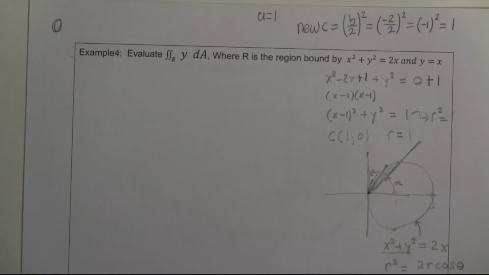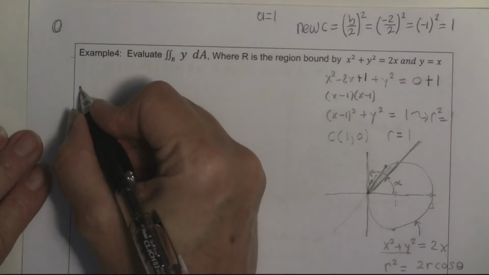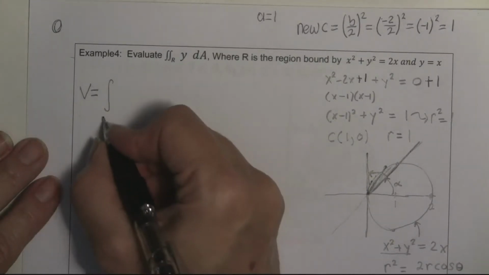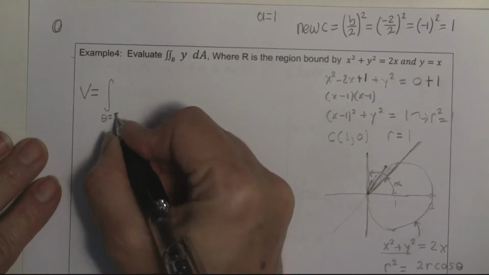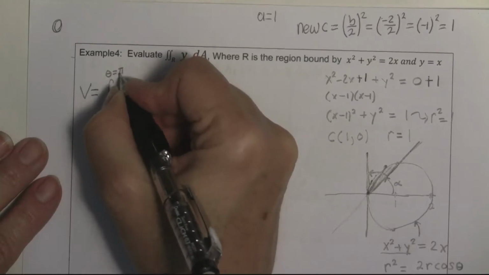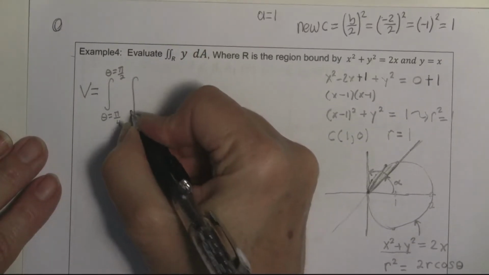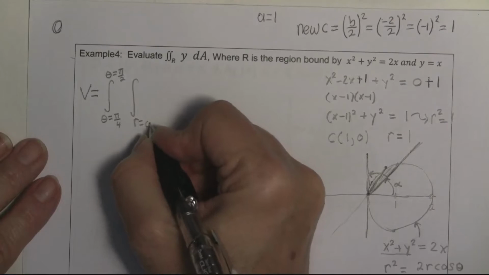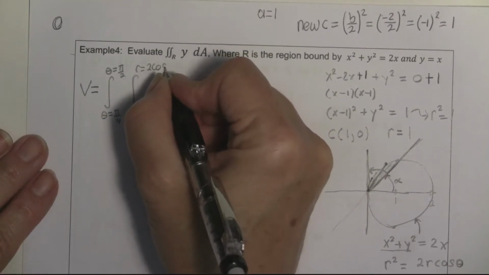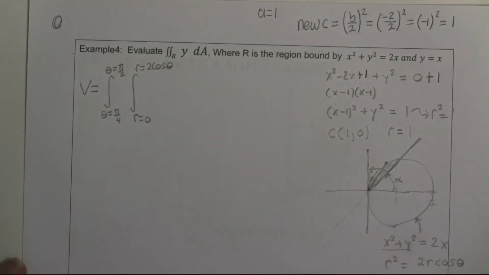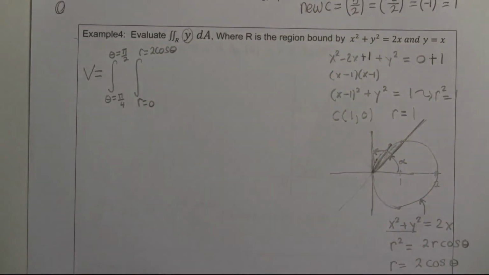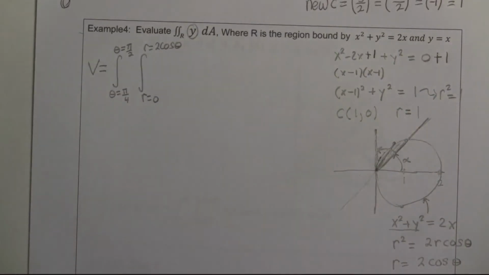And so our volume is going to be our thetas, which are going theta equals pi over 4 to theta equals pi over 2. And then our r's, r equals 0 to r equals 2 cosine of theta. And then here is where we want to replace. This is our height, right? So all of that doesn't have anything to do with what your height is.